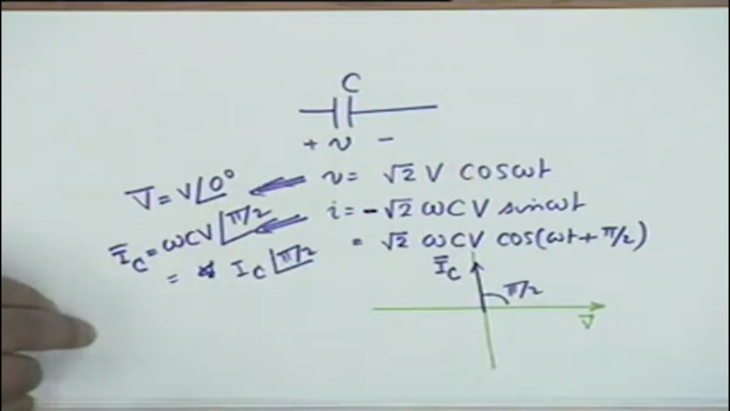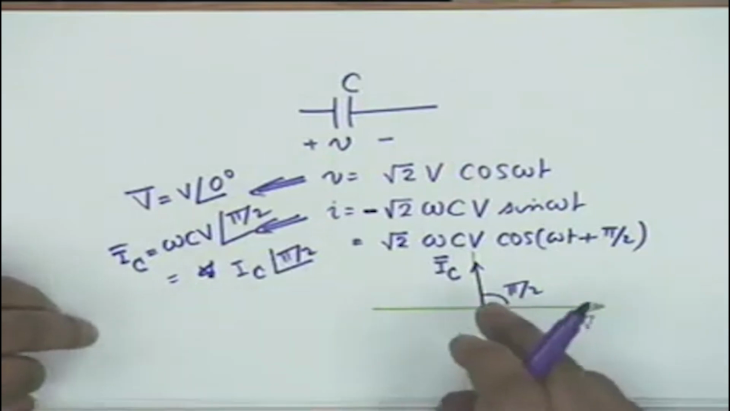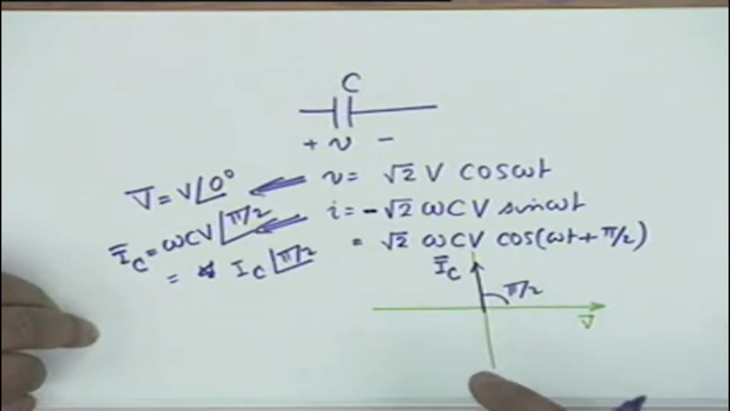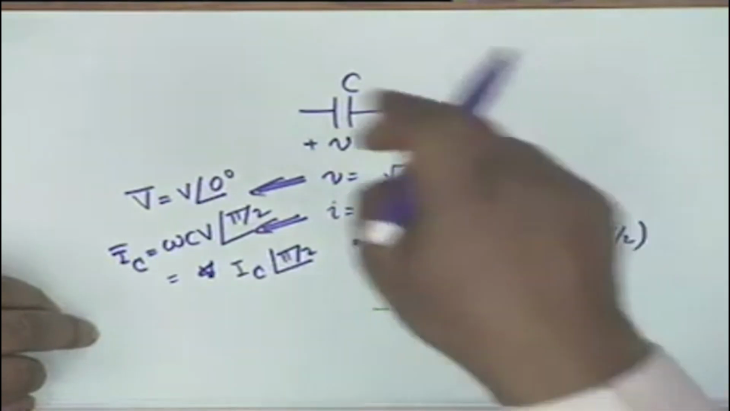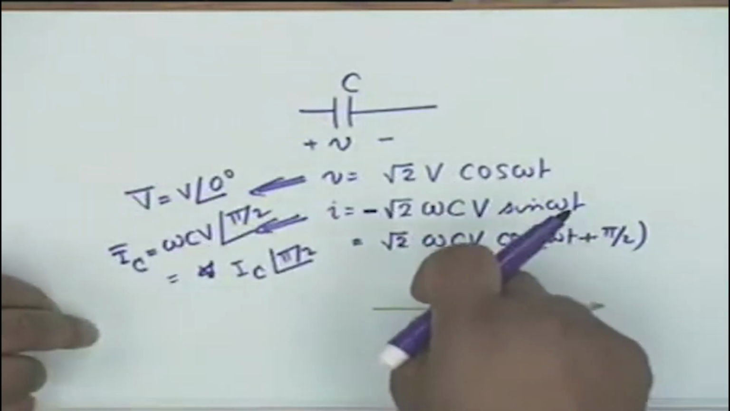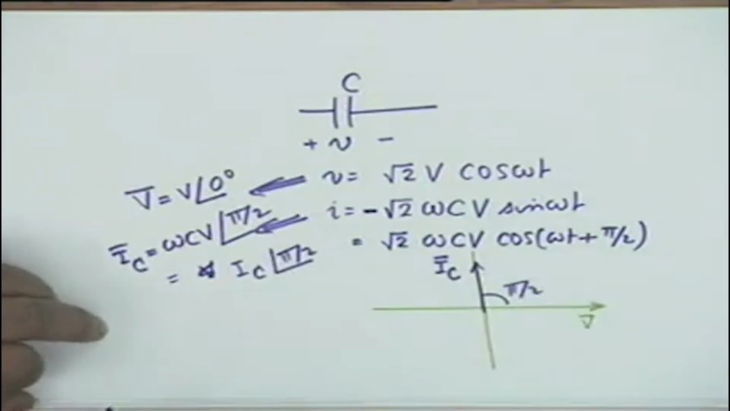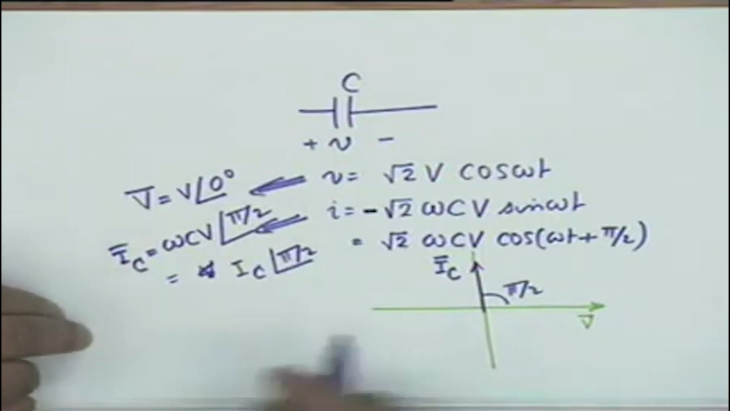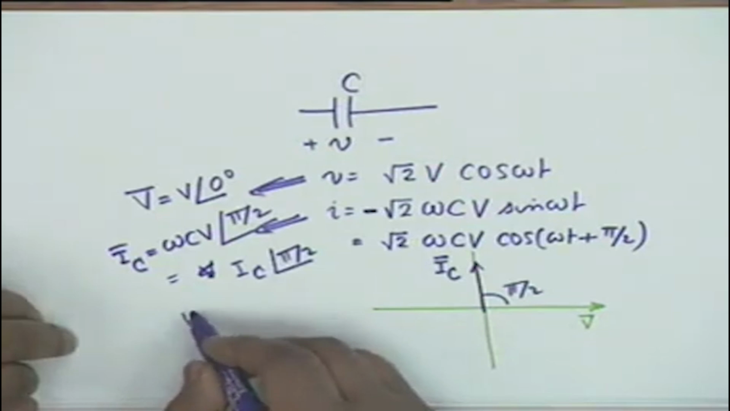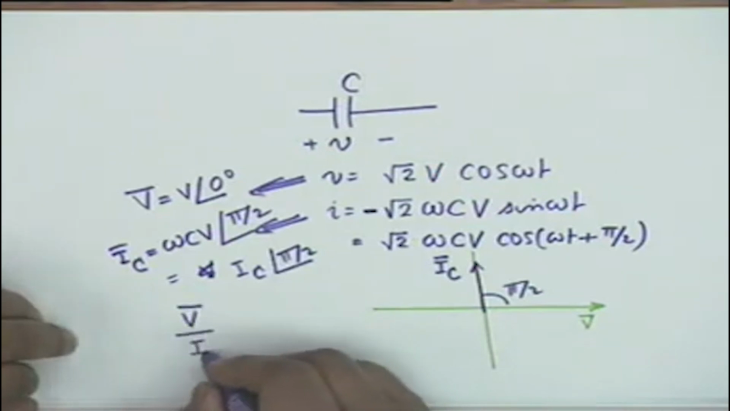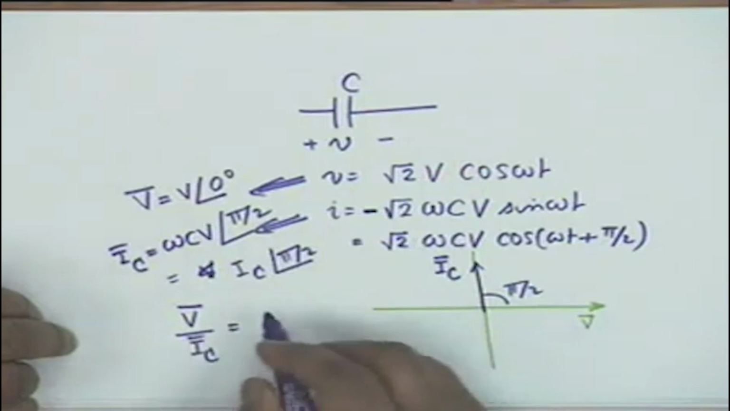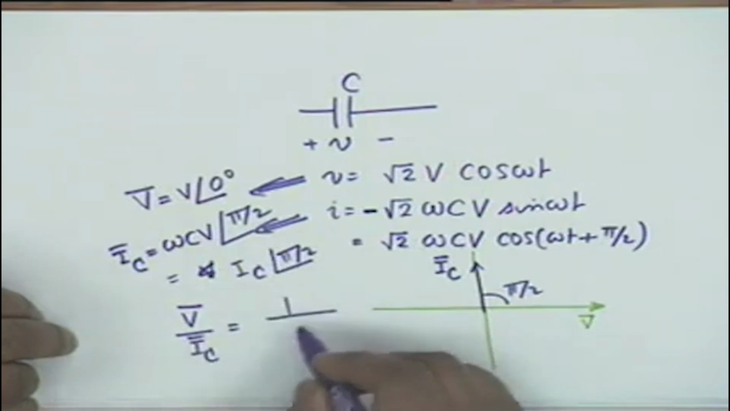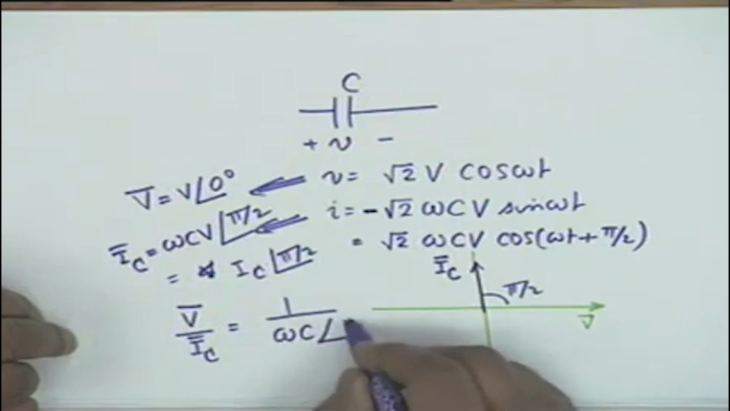So in a capacitor, the current leads the voltage by an angle of 90 degrees. We always take rotation in the anti-clockwise direction as positive. So we say the current leads the voltage by an angle of pi by 2. Correspondingly, in the case of an inductor, the voltage leads the current by an angle of pi by 2. If I take the ratio of voltage phasor to the current phasor, you see that the ratio is simply 1 over omega C angle pi by 2.